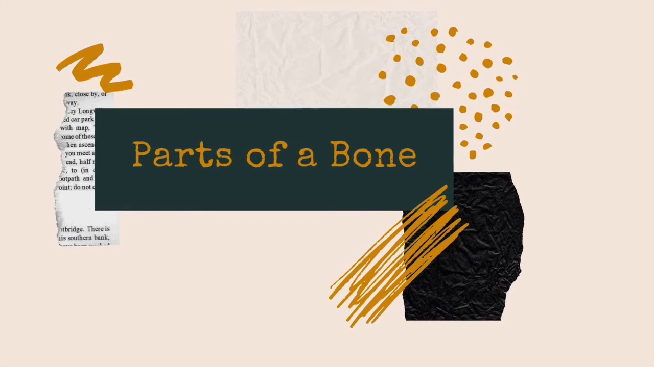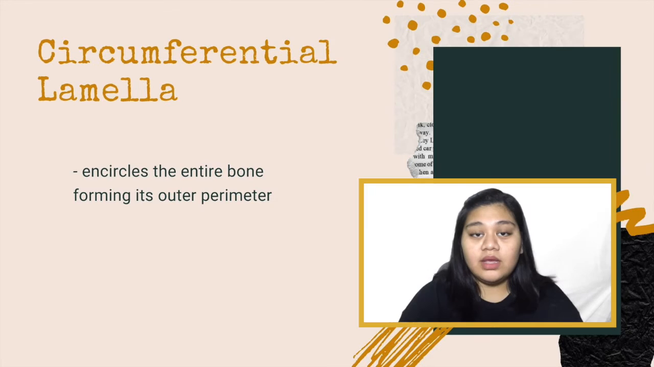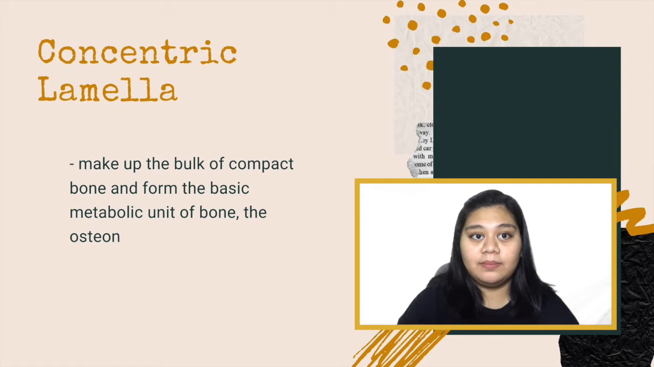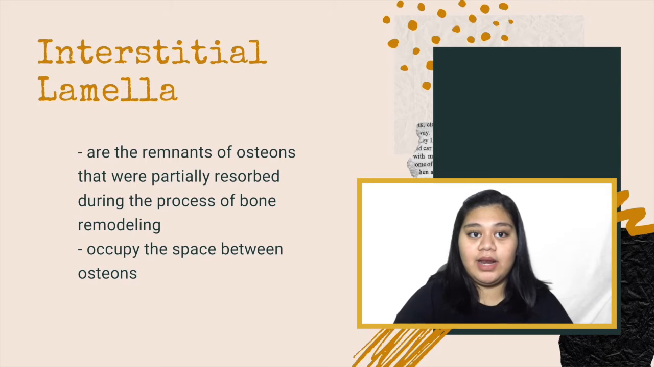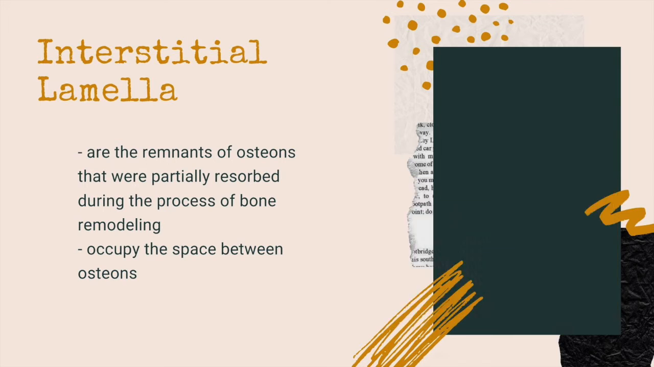Now, let's move on with the parts of a bone. The circumferential lamella. It encircles the entire bone, forming its outer perimeter. The concentric lamella. It makes up the bulk of compact bone and forms the basic metabolic unit of bone, the osteon. The interstitial lamella. These are the remnants of osteons that were partially resorbed during the process of bone remodeling. It occupies the space between osteons.